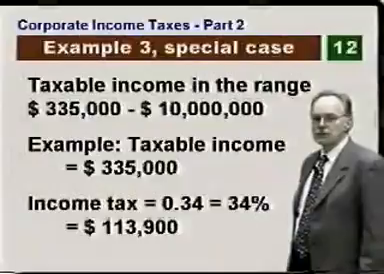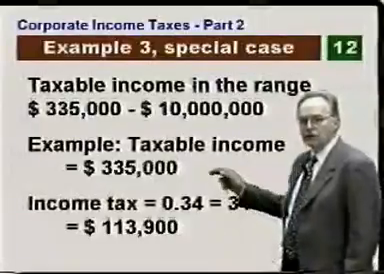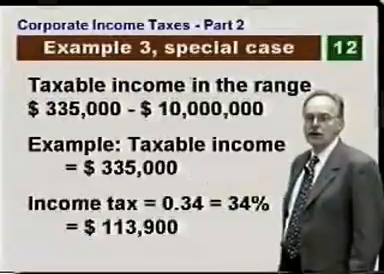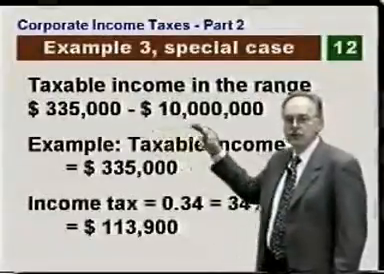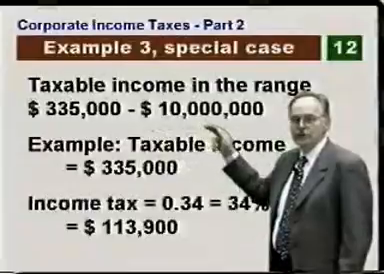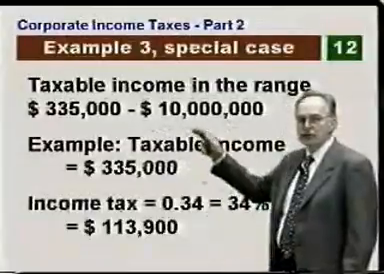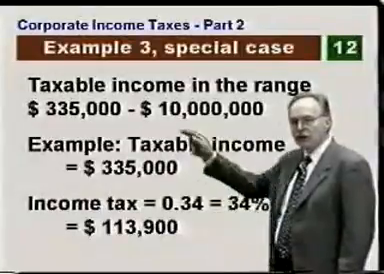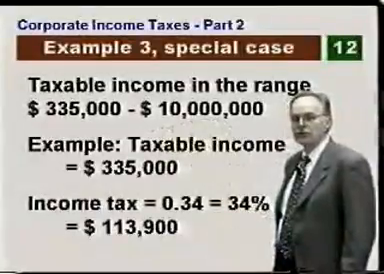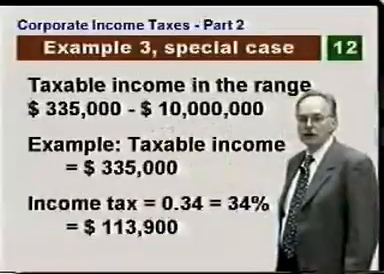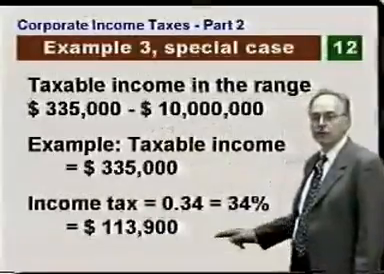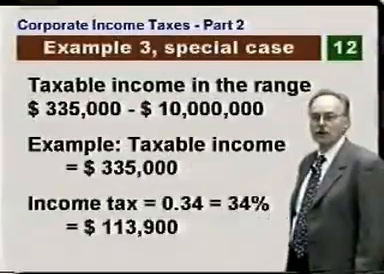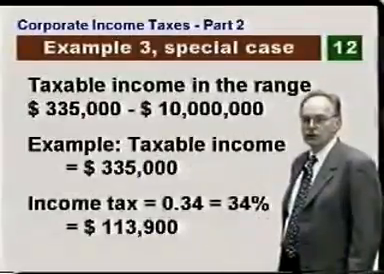Let's look at some special cases. In example 3, let's look at a company that has a taxable income of $335,000. That's the lower point of this range, $335,000 to $10 million. So this company is just at the beginning of this particular range. For this special case, for any company that's in this range, we can simplify the tax computation by taking the taxable income and multiplying it by 34%. In this example, that gives $113,900. Let's see why this simpler approach works.